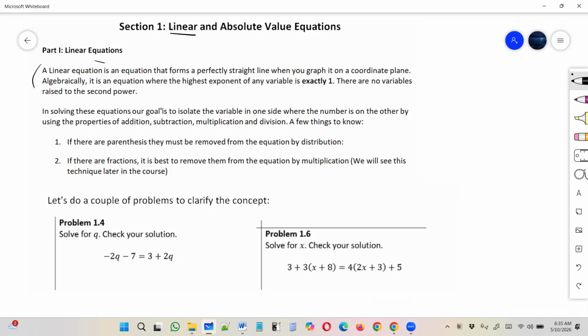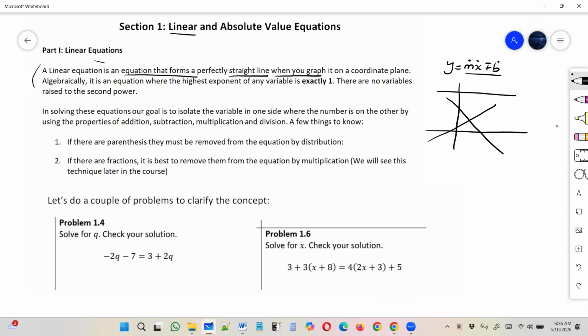Okay, so I have a concept here of what a linear equation is. It may be obvious to some of you, but a linear equation is just an equation that forms a straight line when you graph it on the coordinate plane. So if we have an equation of this form, this is what you probably have seen before, where there's a number multiplying the variable x and plus or minus another number. This is what we call a line. It may be in many different positions, but it's a line.